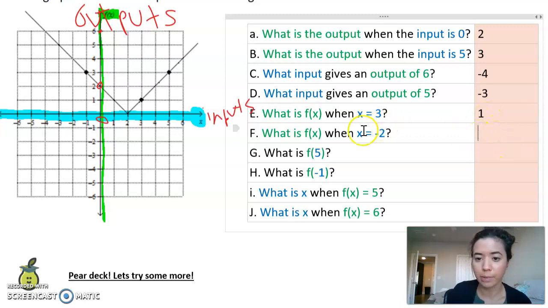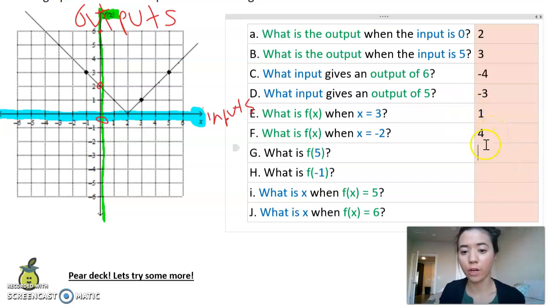See if you can pause me and figure out this next one. What is f of x, what is my green line, when x equals -2? So right here, what is your y value when x equals -2? Pause me now and see if you can do it. Okay, so when x was -2, we go up, up, up, up, up, and my y was at 4.